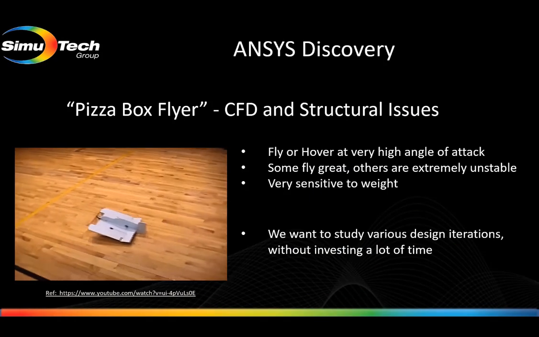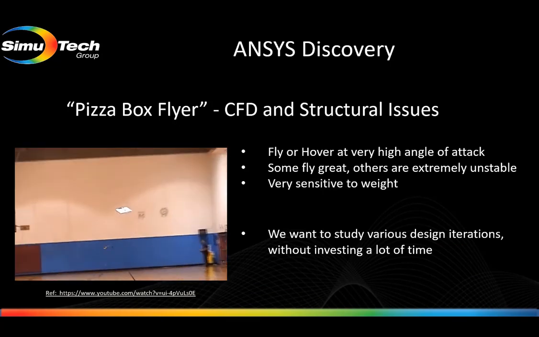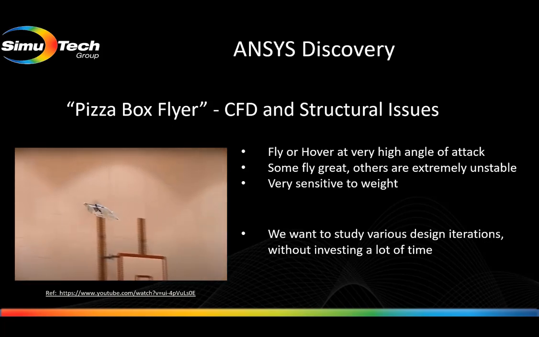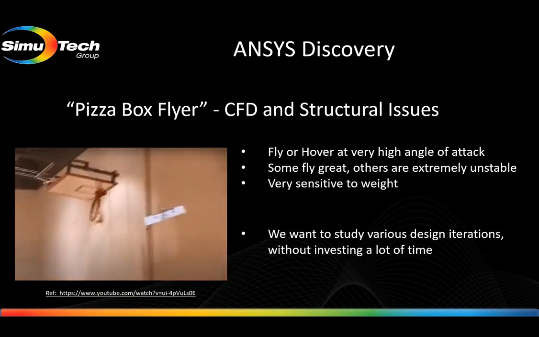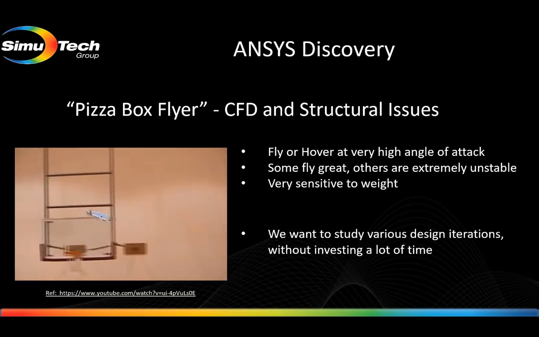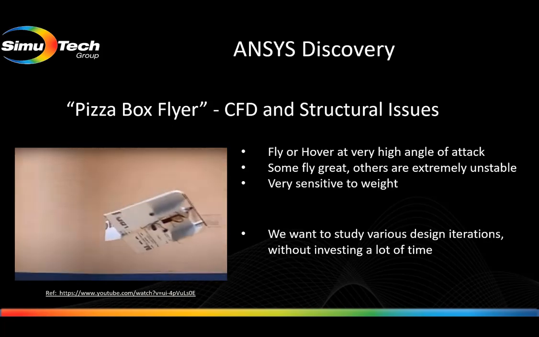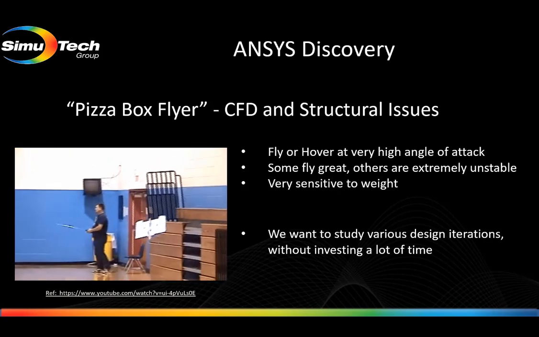In this specific example, we'll be looking at a design known as a pizza box flyer. Some of these designs literally take a pizza box and, with some modifications and a motor, they make it fly. Now, some of the challenges with this design is that it flies at a very high angle of attack and is extremely unstable flying. And they're also really sensitive to the total weight of the airplane and the weight distribution.